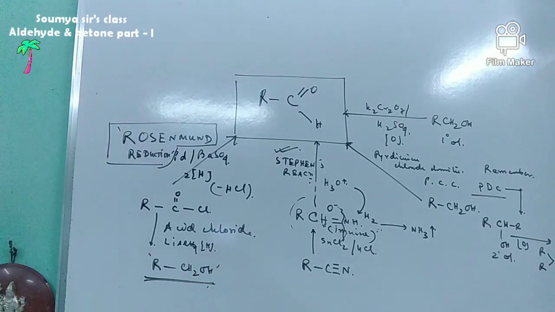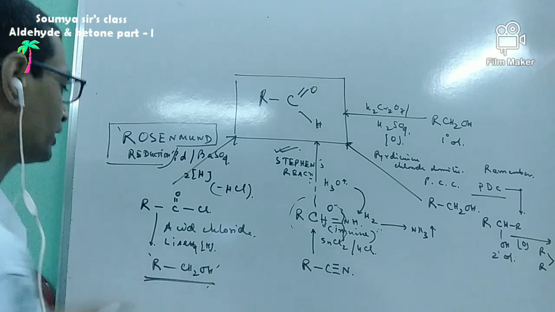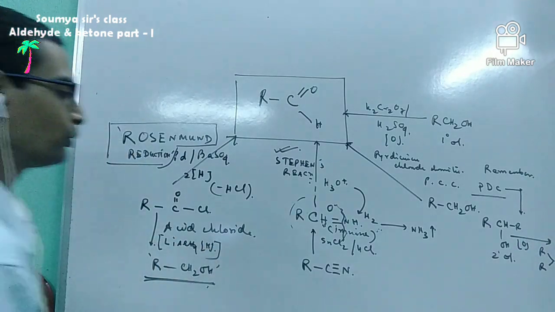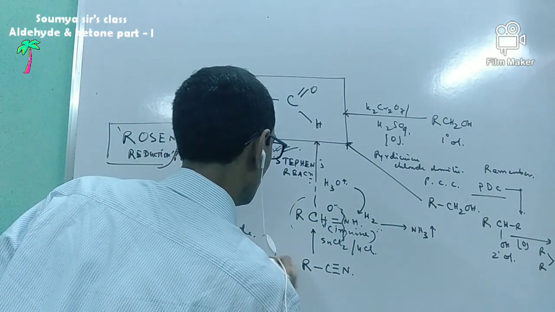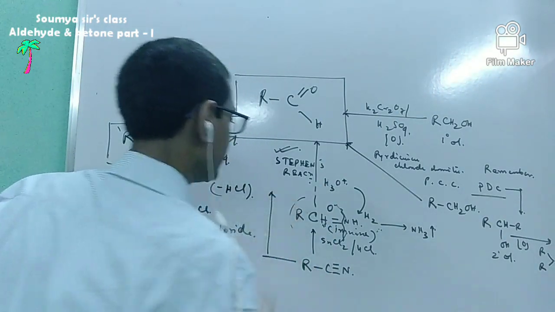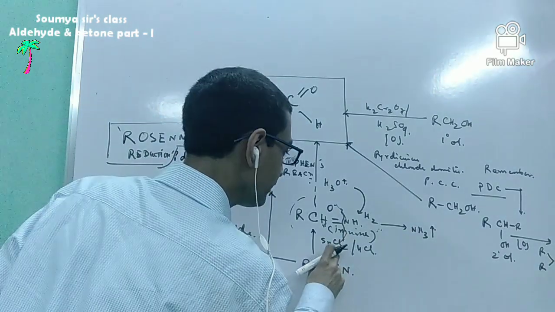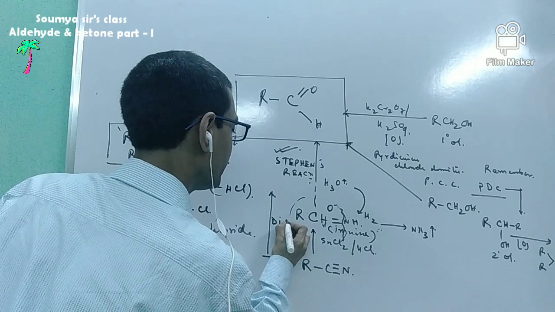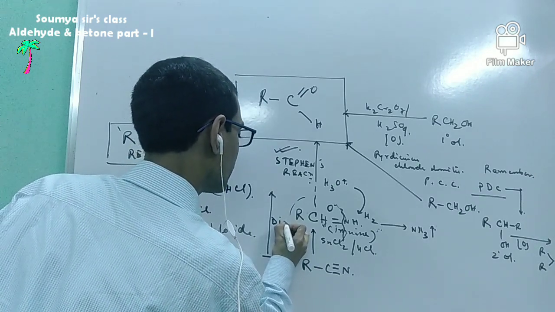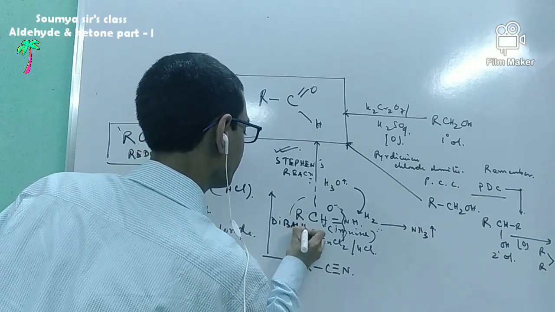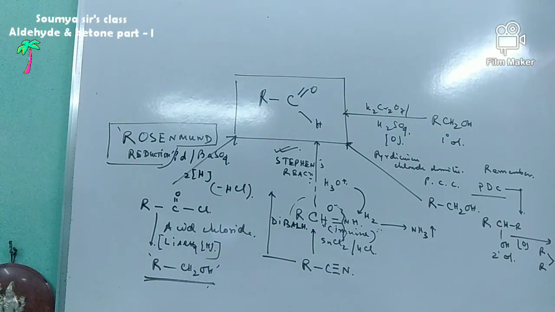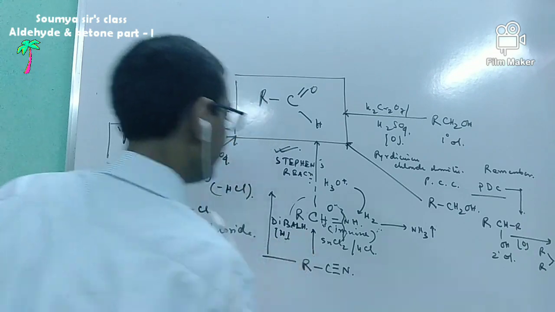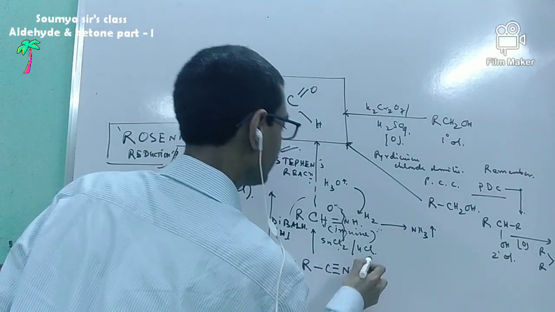In the Stephen reaction, we can use another reagent instead of SnCl2 and HCl, which is called diisobutyl aluminum hydride. So DIBAL-H will be used here instead of SnCl2 and HCl, and subsequently it will hydrolyze by H3O+ to form RCHO.